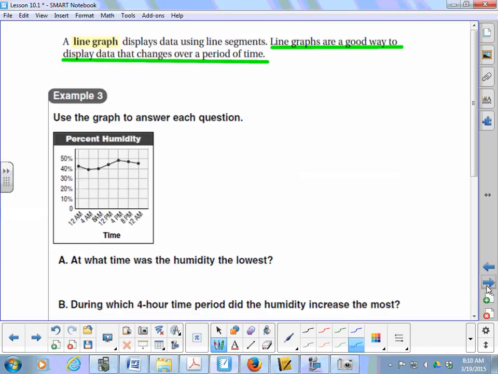Okay, a line graph, or I like to think of these as what's called a plot over time. All right, it displays data using line segments. Line graphs are a good way to display data that changes over a period of time. So sometimes they're called plots over time because of that. This is when you graph your grades, okay, this is exactly what you're making, a line graph or a plot over time. So when you do that on Monday, make sure they're connected.